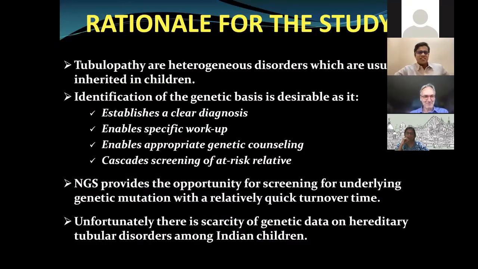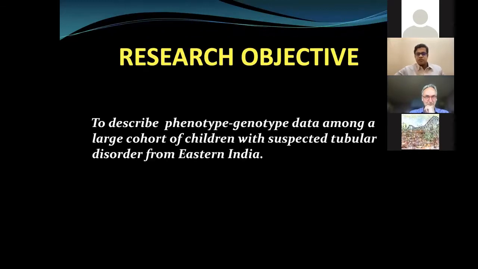So the rationale for the study is tubulopathy. We know that tubulopathy is a heterogeneous disorder, usually inherited in children, and identification of the genetic basis is able to establish a clear diagnosis, establish a specific workup, enable appropriate genetic counseling, and candidate screening of high-risk relatives. Next generation sequencing provides an opportunity for screening for underlying genetic mutations with a relatively quick turnaround time. Unfortunately, there's a lack of data from the Indian population in such a spectrum.